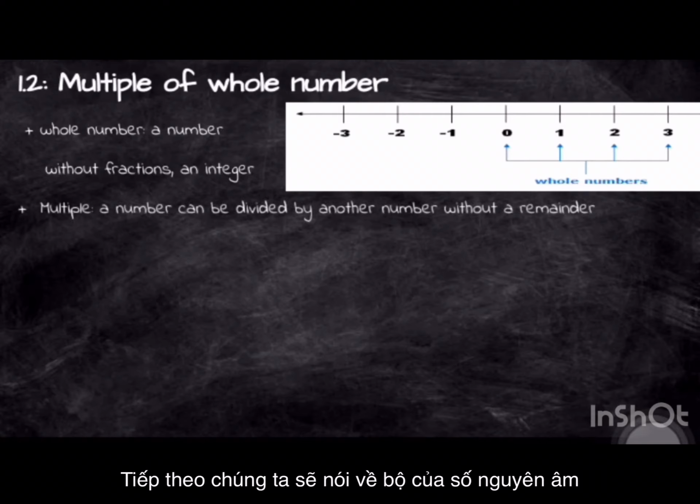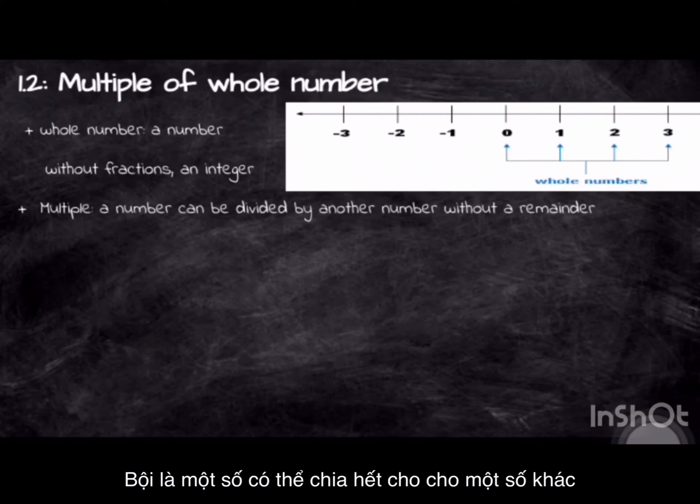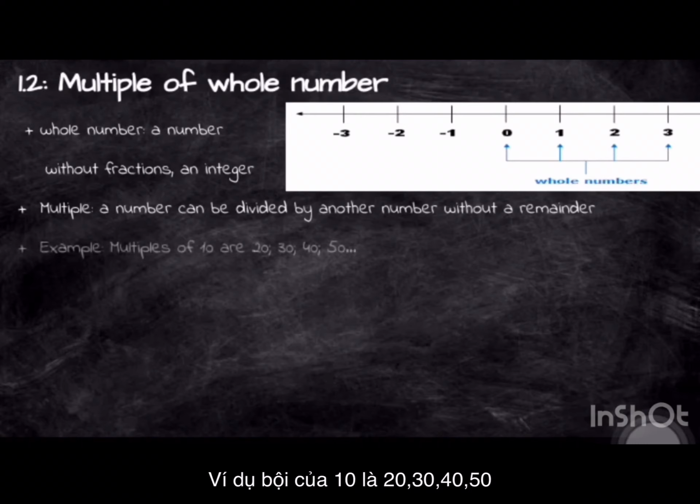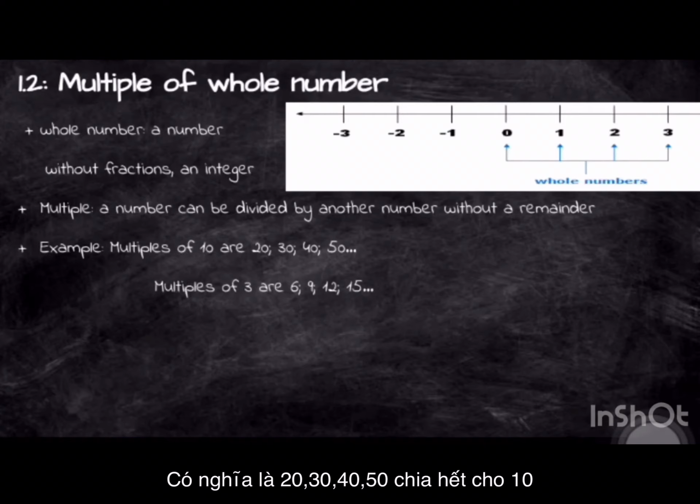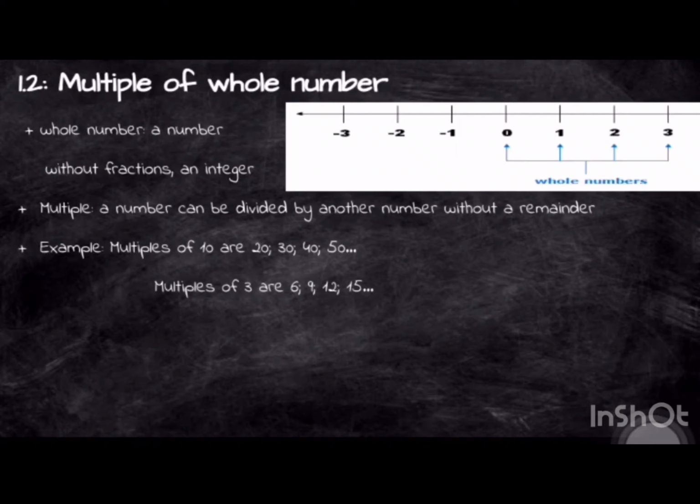Next, we will talk about multiples. A multiple is a number that can be divided by another number without a remainder. For example, multiples of 10 are 20, 30, 40, 50. That means 20, 30, 40, 50 can be divided by 10 without a remainder. And also 6, 9, 12, 15 are multiples of 3.